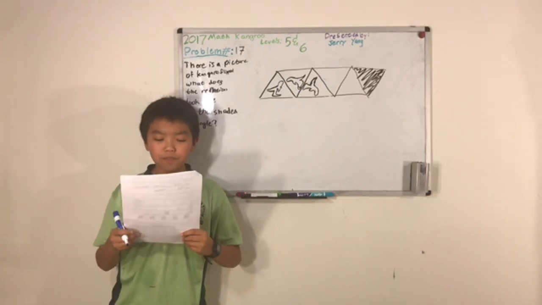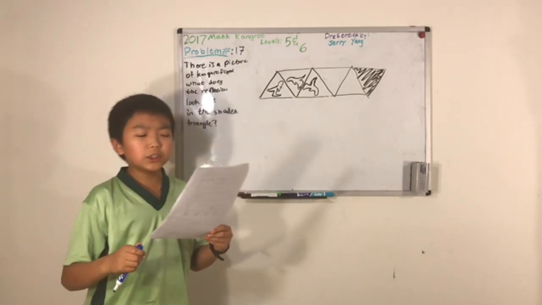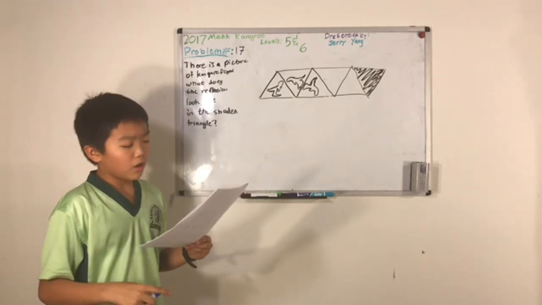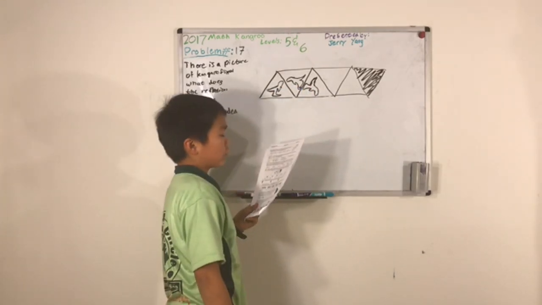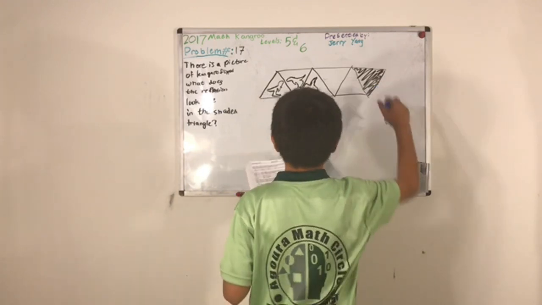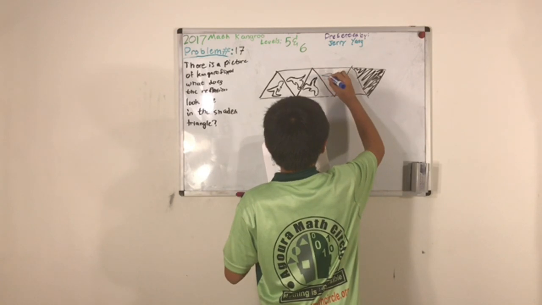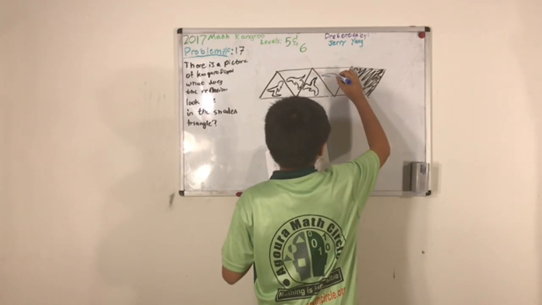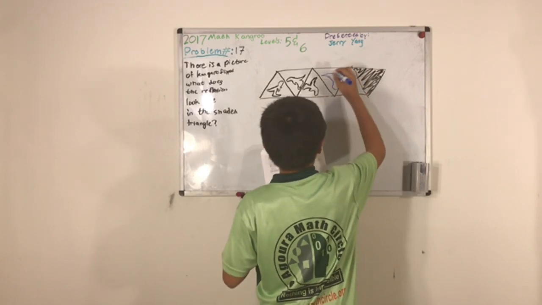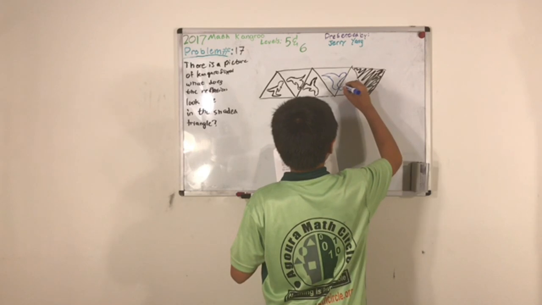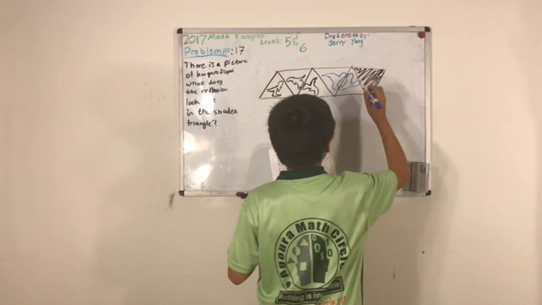Problem 17. There is a picture of a kangaroo in the first triangle. A side shared by the two triangles acts as a mirror. The first two reflections are shown. What does the reflection look like in the shaded triangle? So, we can just continue mirroring this by saying the tail's here. So, the feet would be here. And then the head would be here. And the head would be here. The feet would be here. The tail would be here.